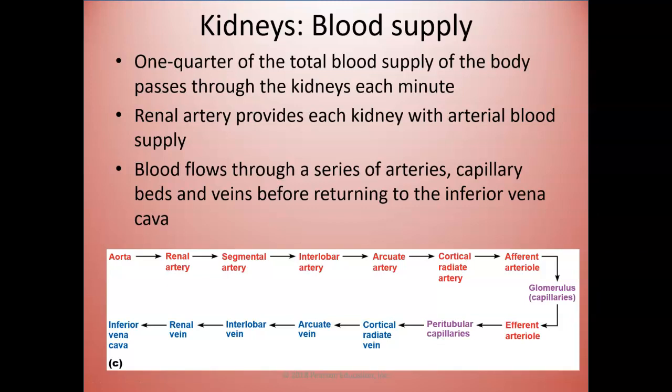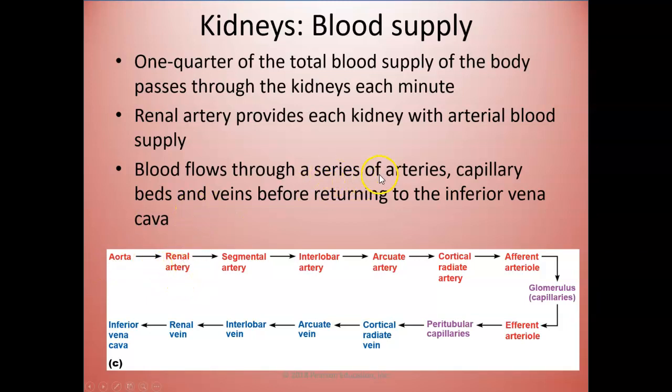Okay, so blood supply. The blood going through the kidney is a big thing. About 1/4 of all the total blood in your body passes through the kidneys each minute. So every 4 minutes, you've completely cycled all the blood in your body there. The renal artery provides each kidney with arterial blood supply. And here's our aorta going to our renal artery.